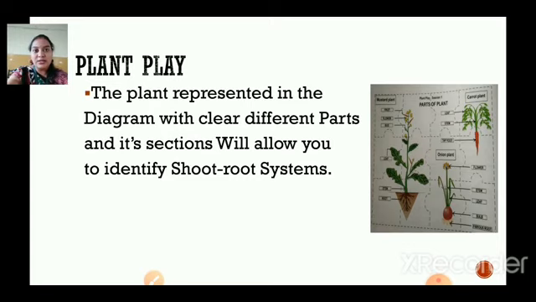Plant play, as you can see here, the plant is represented in the diagram with different sections. What are these sections? You all know there are two main parts, that is root and the shoot system. So now shoot system will have what all children? Stem, leaves, flowers, fruits. So grade 3 has put you in some information about the root system. That is two kinds of roots which you studied, taproot and fibrous root. Let's see in detail what are these.